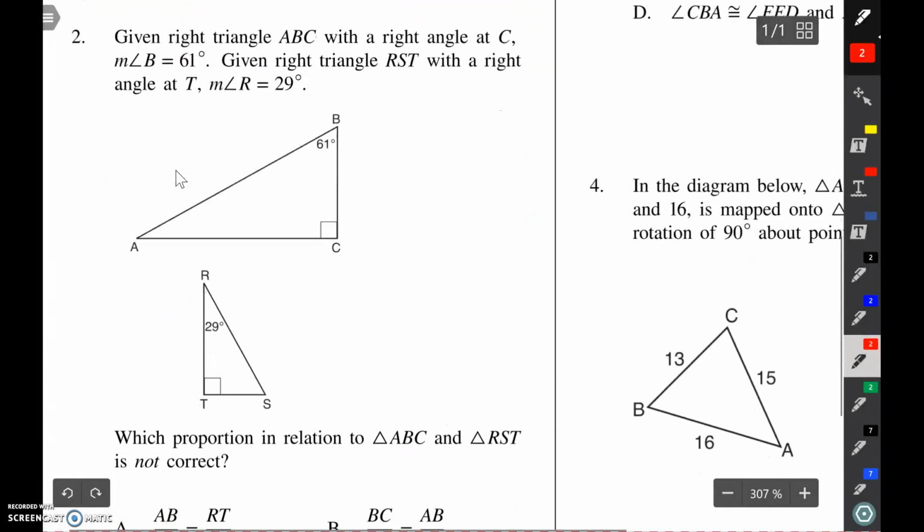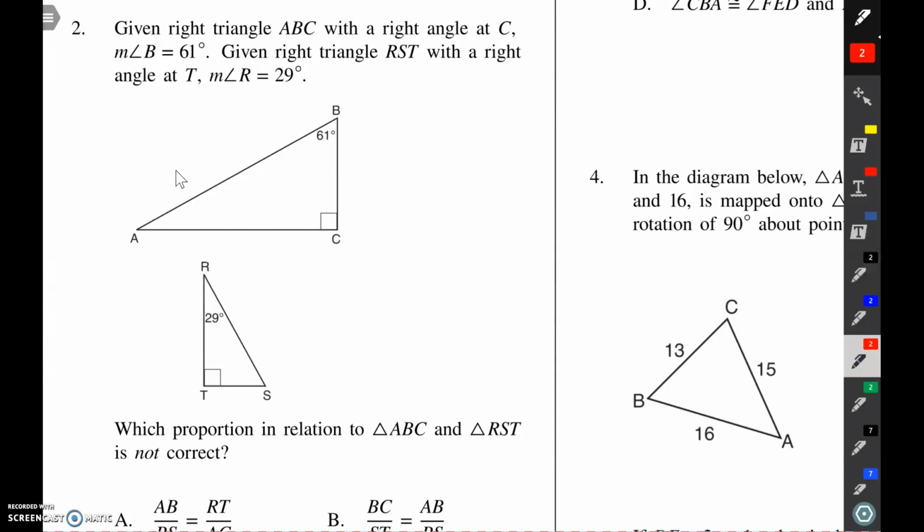Number 2, given right triangles ABC with right angle at C, measure angle B is 61, and given right triangle RST with right angle at T and angle R is 29. Which proportion in relation to triangle ABC and triangle RST is not correct?